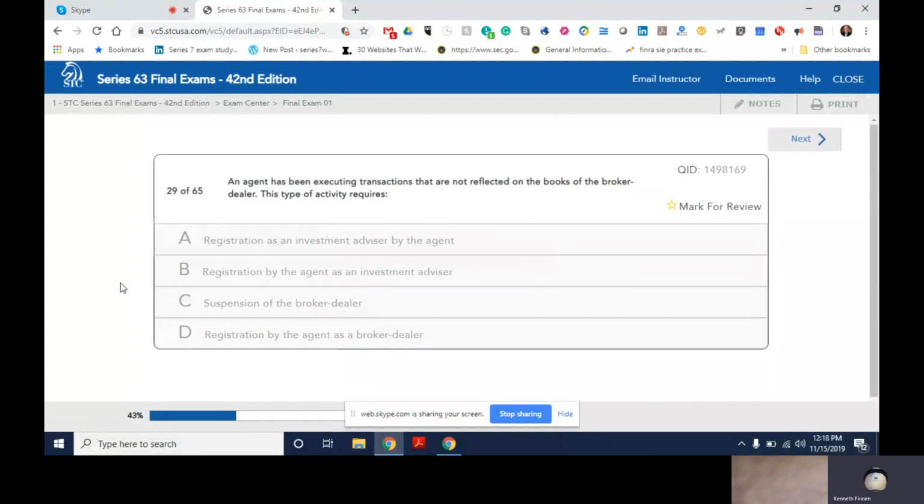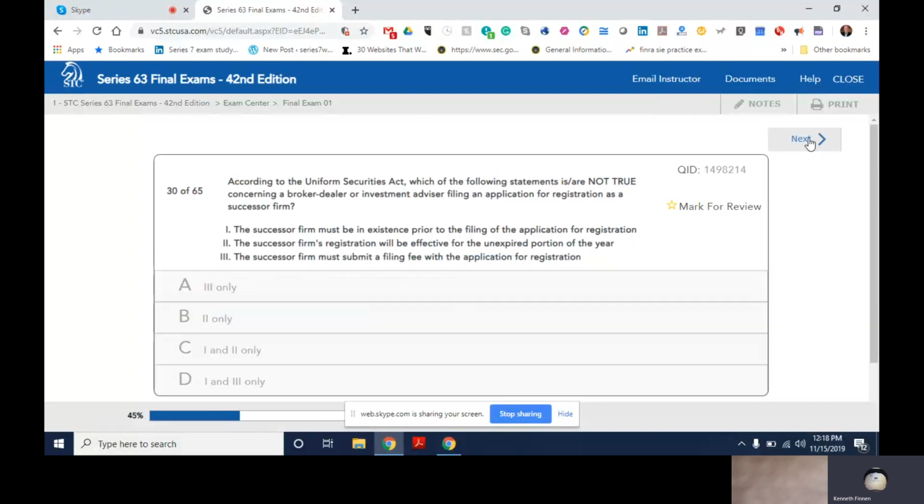Good, okay. An agent has been executing transactions that are not reflected on the books and records. This activity requires registration as an investment advisor. No, because IAs give advice, not execute orders. B, you can't be an agent as an investor. Registration as an investment advisor, again no, because that's about giving advice. Suspension of the broker-dealer, probably not. Registration by the agent as a broker-dealer, because if you're doing transactions off the books and records, you better be registered as a broker-dealer or an agent.